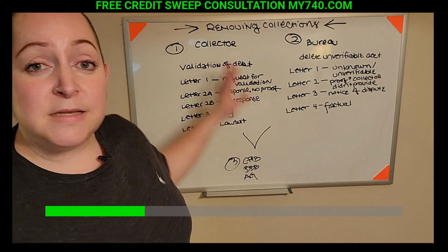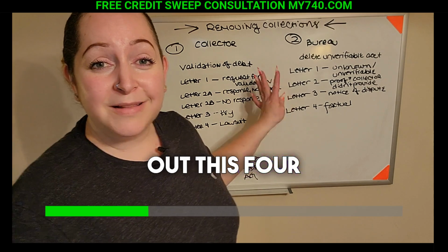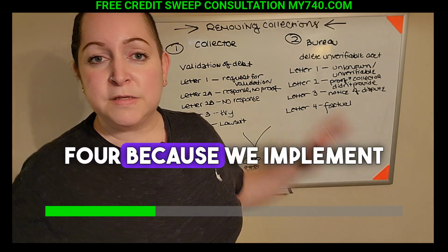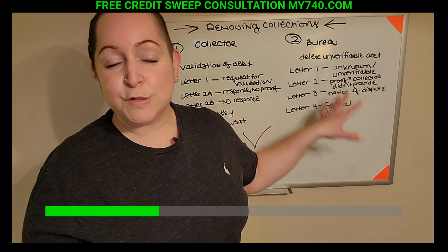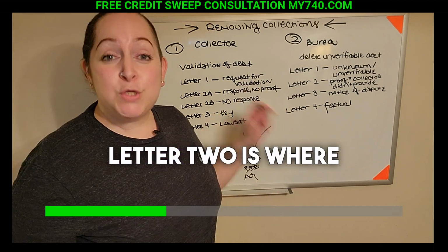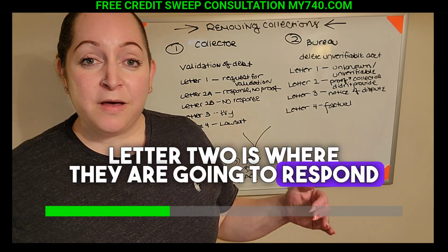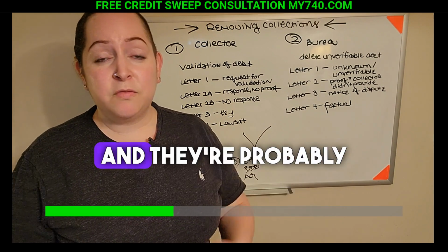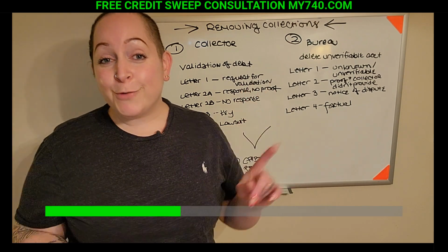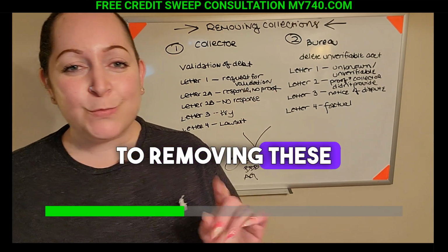What you want to do is send out this 4-letter series. Most of my clients never actually get to letter 4 because we implement this process as well as our complaints. Now, letter 1 is the validation of debt. Letter 2 is where they are going to respond and basically say that it was validated, and they're probably going to send like a statement or something, but it's not going to be proof. Letter 3 is the key to removing these with the collector.